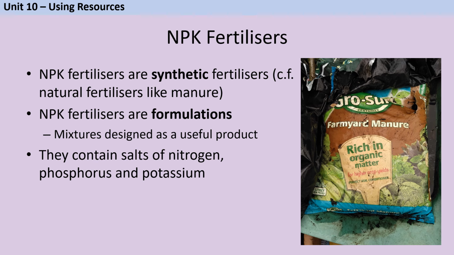NPK fertilisers are synthetic fertilisers. In other words, they're not natural like manure, they're made from chemicals in labs. They're an example of a formulation, so this is a mixture that's designed as a useful product, and they're going to have really precisely controlled amounts of nitrogen and phosphorus and potassium, which are all necessary for plants.